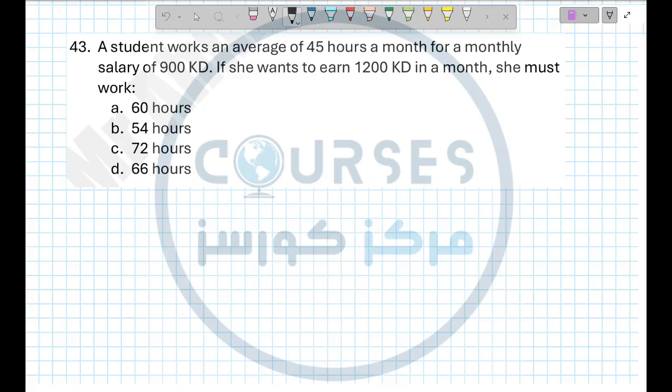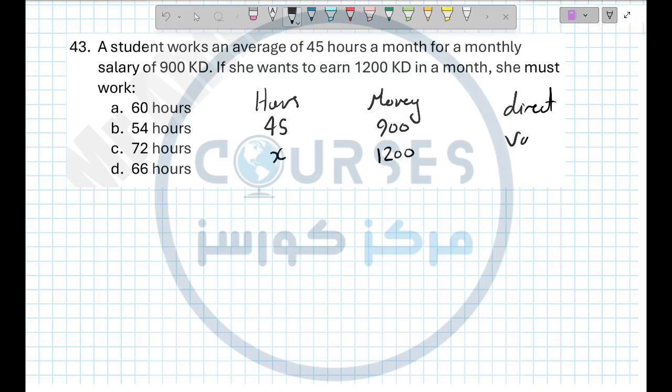A student works an average of 45 hours a month for a monthly salary of 900 KD. So this is a normal comparison between hours and money. We have 45 hours that generates 900 KD. If she wants to earn 1,200, she needs to work how many hours? First, we need to know what type of variation that is. The more hours she works, the more money she's gaining. So this is clearly a direct variation.